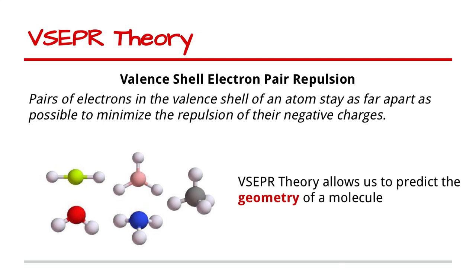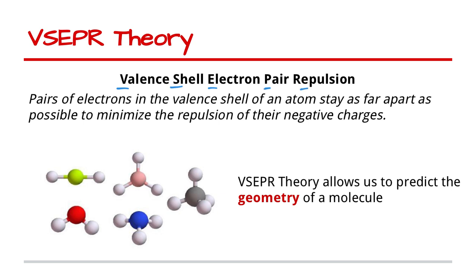In this video, we're going to take a look at VSEPR theory and how we can use VSEPR theory to predict the geometry of a molecule. So let's start off with, what does VSEPR even stand for? Well, it stands for valence shell electron pair repulsion. So what does that mean?